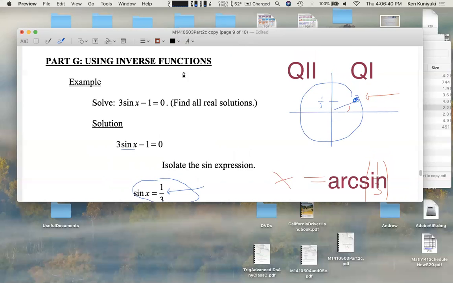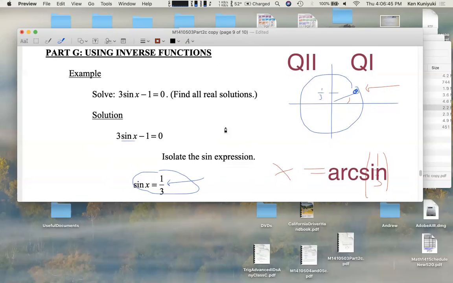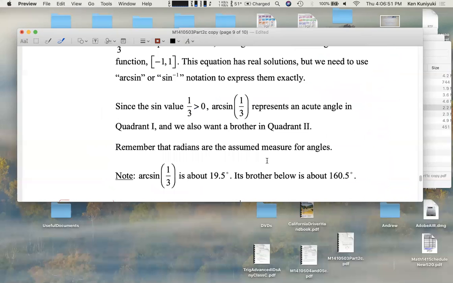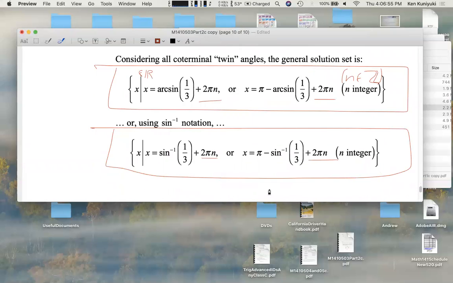Part G, using inverse functions and the corresponding notation. When you're finding reference angles, you're kind of applying the idea of inverse functions anyway, but sometimes we actually need the inverse sine or arc sine notation, especially if we're on a part of an exam where we're not allowed to use our calculators, if we have to give exact expressions for our solutions. Bear in mind, if you're allowed to use calculators, you may have to round these off anyway.